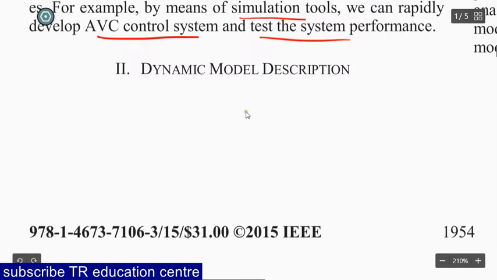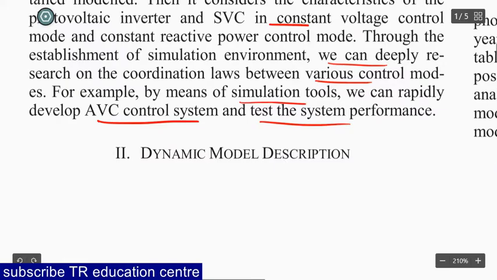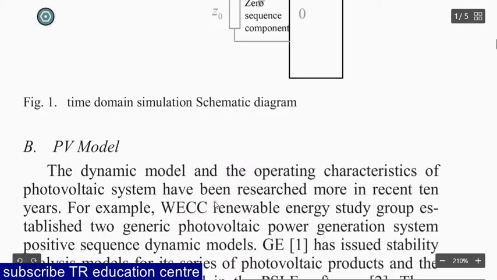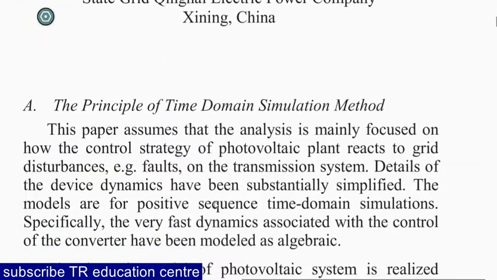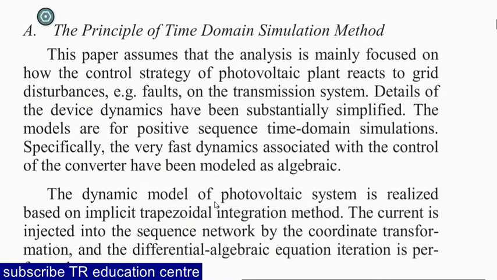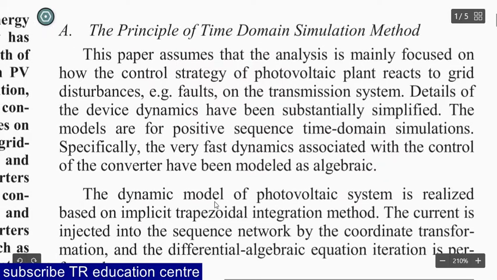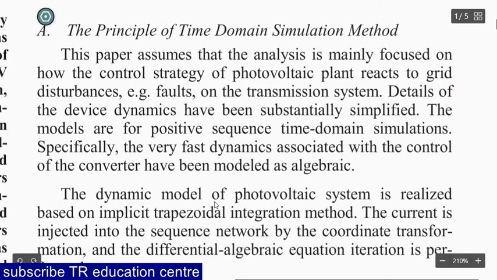Dynamic model description. In the dynamic model description, we can see the principle of the time domain simulation method. This paper assumes that the analysis is mainly focused on how the control strategy of the photovoltaic plant reacts to grid disturbance and faults on the transmission system, and details of the device dynamics have been substantially simplified.